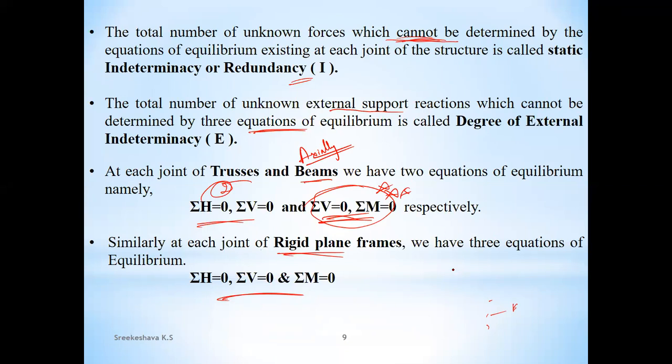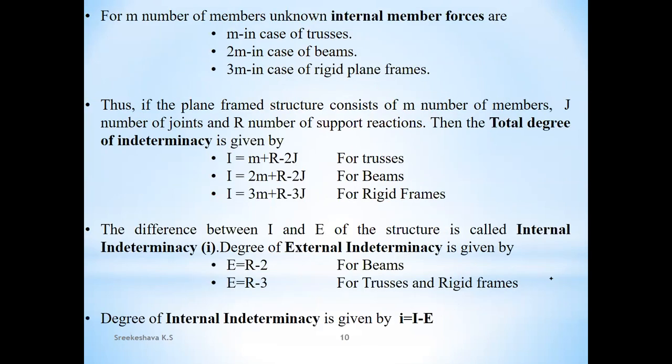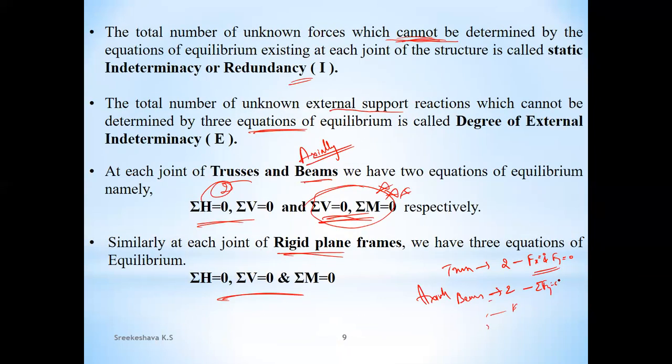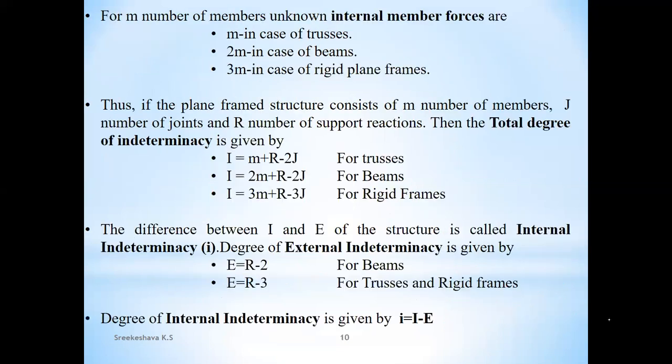So here, what you have to do, truss. In truss, how many equations of statics? Two. What are those? Sigma Fx equals zero and sigma Fy equals zero. And in beams, if axially rigid beams, once again you're having two. What are those? Sigma Fy equals zero and sigma M equals zero. In rigid plane frames, how many? Three. What are those? Sigma Fx equals zero, sigma Fy equals zero, and sigma M equals zero. Or sigma H equals zero, sigma V equals zero, sigma M equals zero.